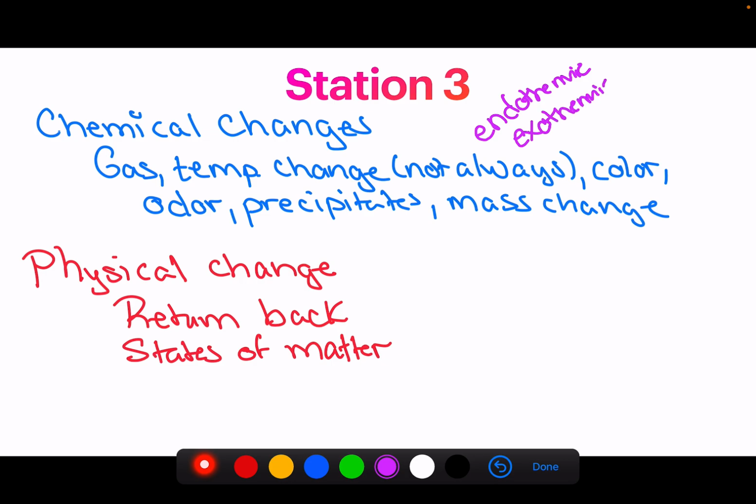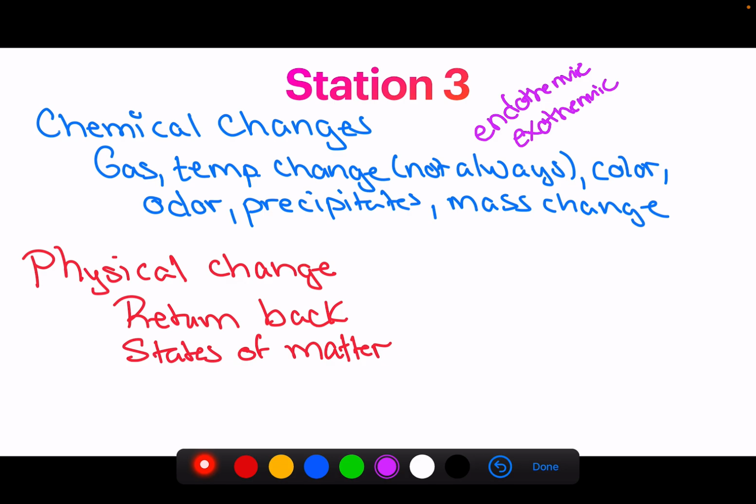Okay, so it usually is a good indicator that we have a change. If we see a color change, maybe an odor being given off, but some substances do have an odor and it's not exactly a chemical change. And then if a precipitate formed, I heard some of y'all were actually weighing your stuff before and then weighing after. Great job with that.